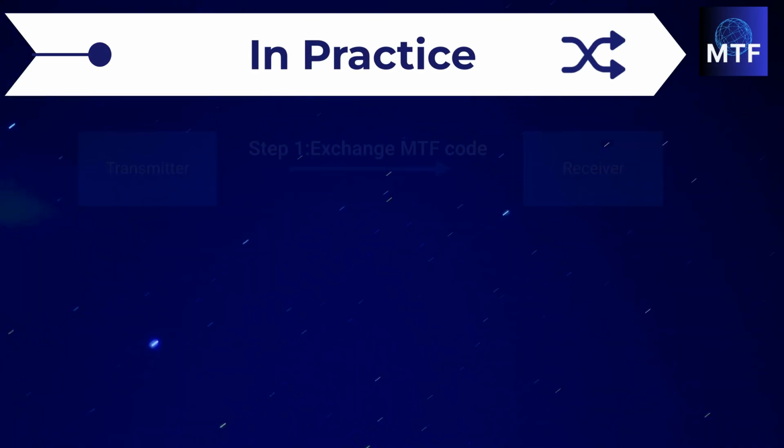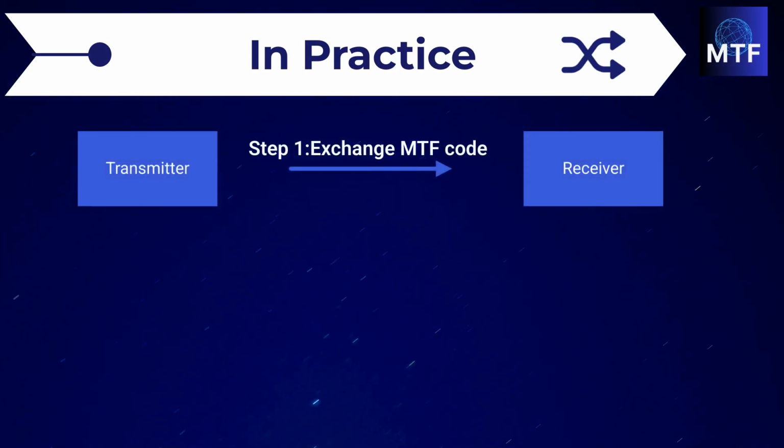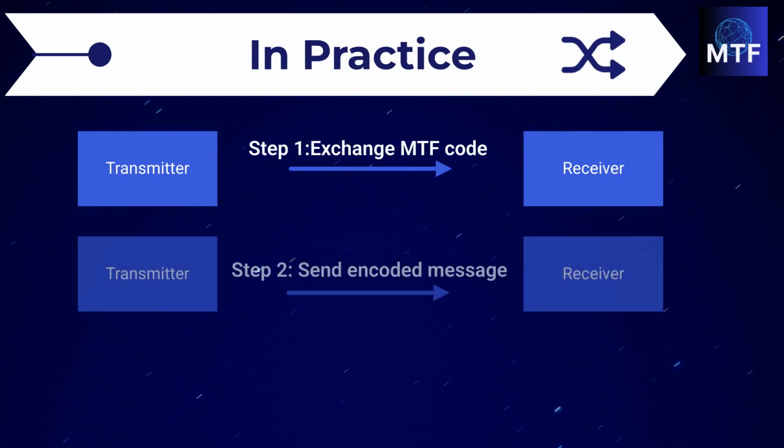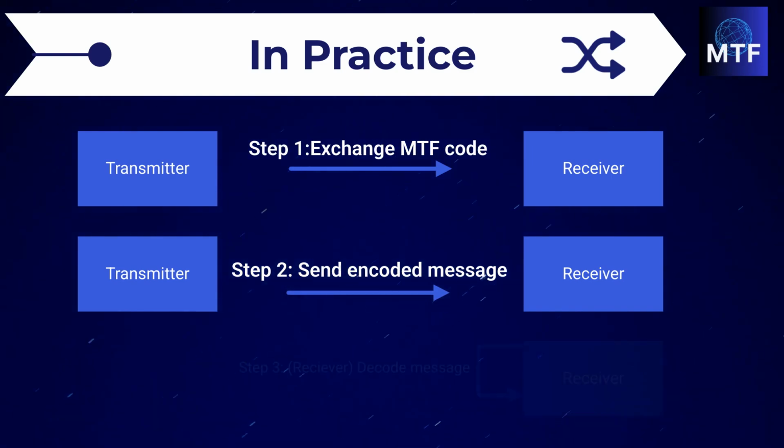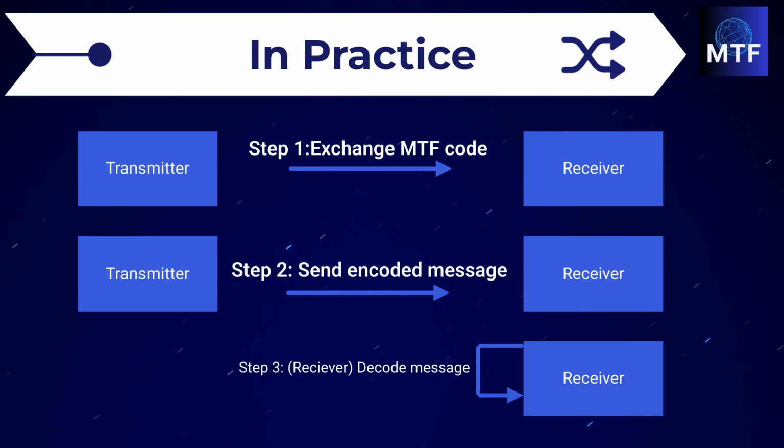Now that we understand how this code is generated, let's see how it's implemented in practice. Step 1. The transmitter shares its unique MTF code with the receiver through a predefined handshake, ensuring both ends are synchronized. Step 2. The transmitter applies its unique code across all its independent finite access time degrees of freedom, encoding its messages over multiple independent dimensions simultaneously. Step 3. The receiver decodes the composite signal using the same unique code, accurately recovering the transmitted data.